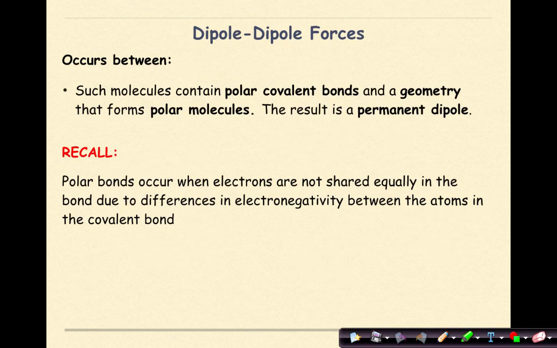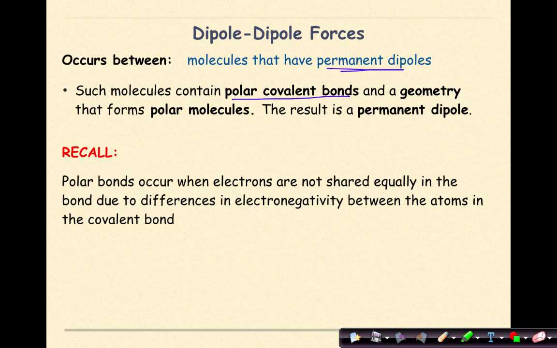Dipole-dipole forces. Dipole-dipole forces occur between molecules that have permanent dipoles, where one end will be slightly positive and one end will be slightly negative. Such molecules contain polar covalent bonds and a geometry that forms polar molecules. This results in a permanent dipole. Recall, polar bonds occur when electrons are not shared equally in the bond due to differences in electronegativity between the atoms in the covalent bond.